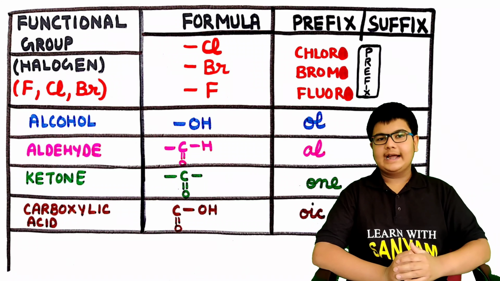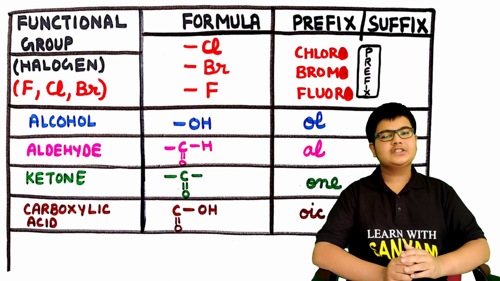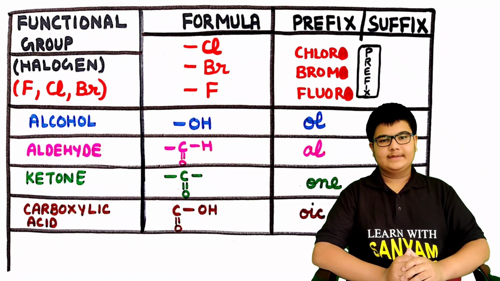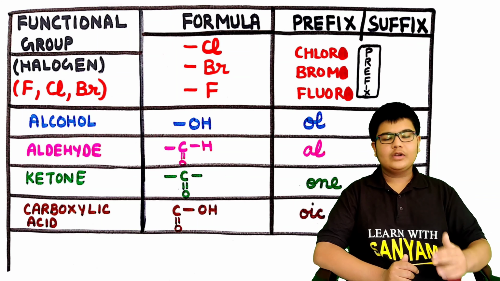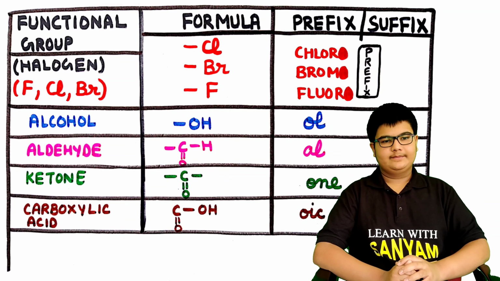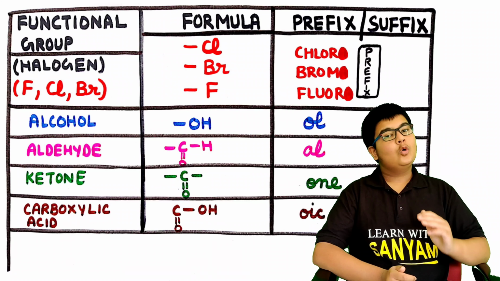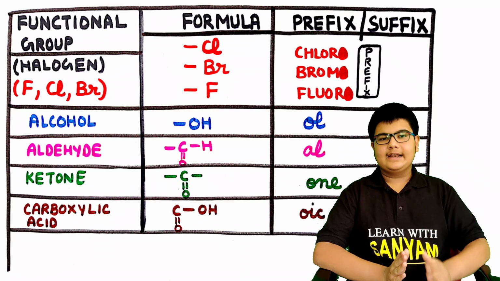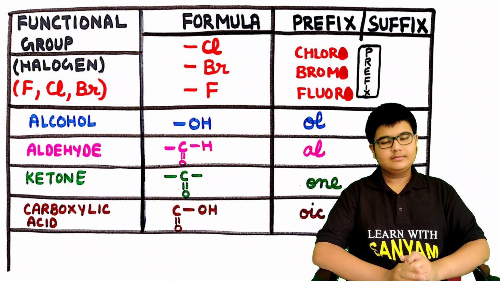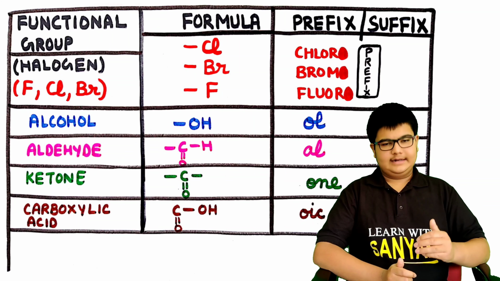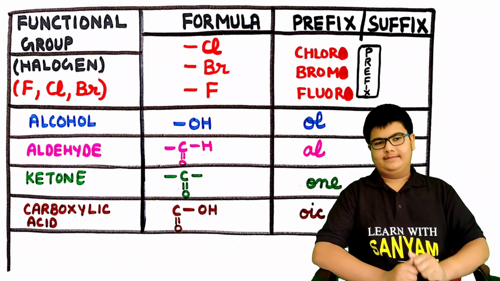So if we have to show that chlorine is attached to propane, we will write chloropropane. Similarly, if bromine is attached, we will write bromopropane. Similarly, if fluorine is attached, we will write fluoropropane. The second functional group is alcohol and its formula is OH. To represent alcohol attached to the carbon chain, we use the suffix OL, that is ol. So if alcohol is attached to propane, we will write propanol.